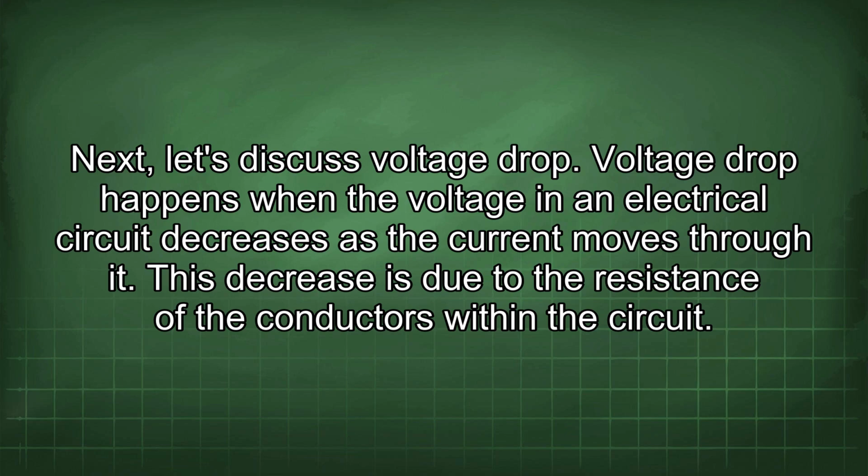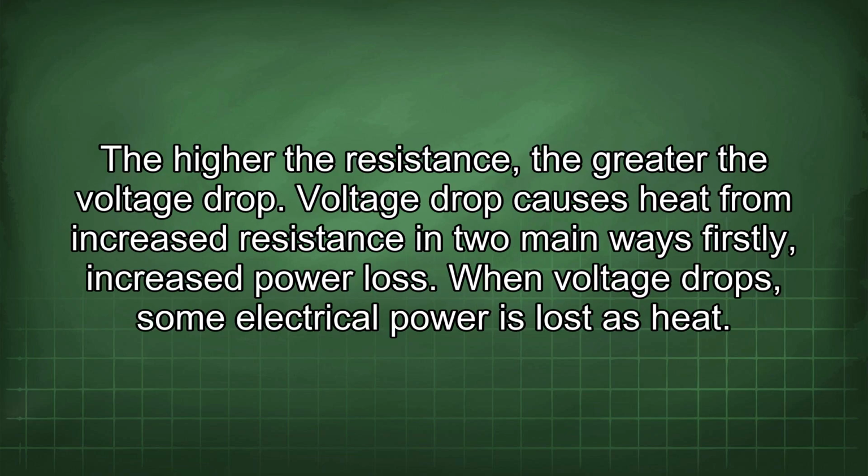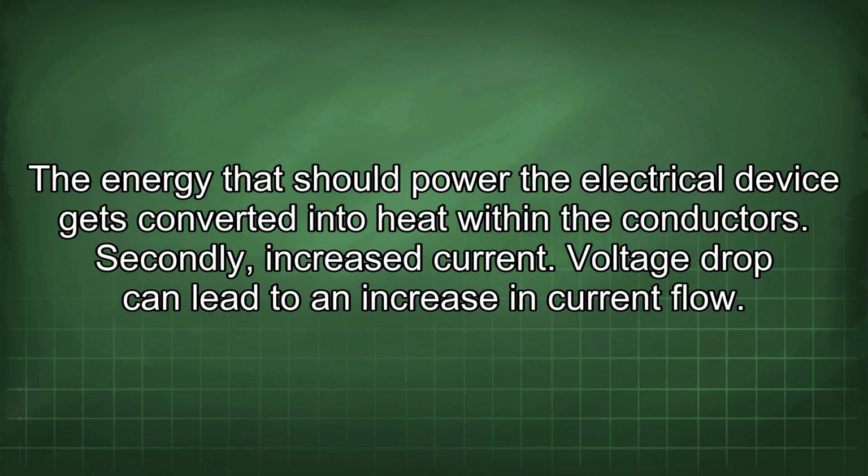Next, let's discuss voltage drop. Voltage drop happens when the voltage in an electrical circuit decreases as the current moves through it. This decrease is due to the resistance of the conductors within the circuit. The higher the resistance, the greater the voltage drop. Voltage drop causes heat from increased resistance in two main ways. Firstly, increased power loss. When voltage drops, some electrical power is lost as heat. The energy that should power the electrical device gets converted into heat within the conductors.